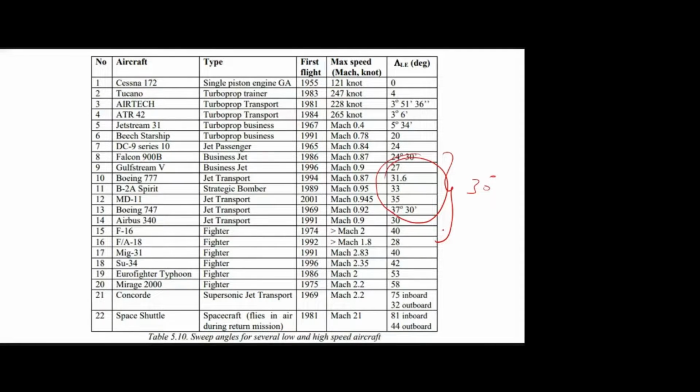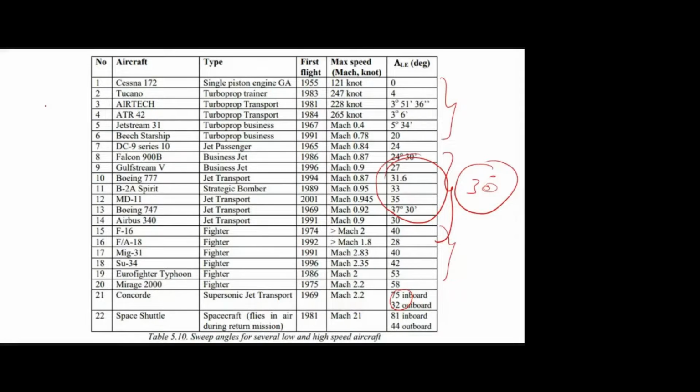And if you go for the fighter aircraft, it will be further increased to 40, 50. And if it is supersonic, it will be further increased. That's why in fighter jet aircraft we have more swept wings, of 75, 60, etc. For transport aircraft, the sweep angle is approximately 30, and in smaller aircraft it will be less than 30.